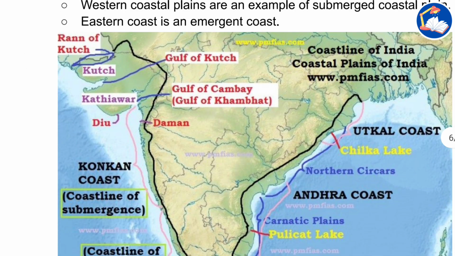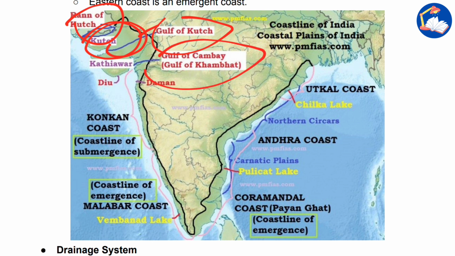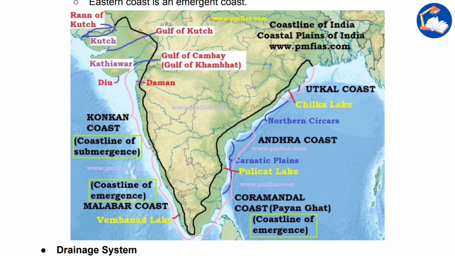Okay, now looking at the map. The Gulf of Kutch region is over here. Kutch, the Rann of Kutch, Daman and Diu, the Gulf of Khambhat. The Rann of Kutch and Gulf of Kutch is this region. The Gulf of Khambhat is this region.